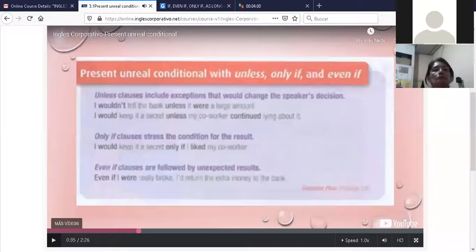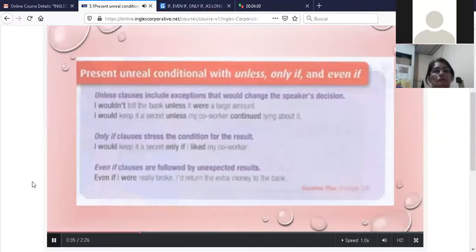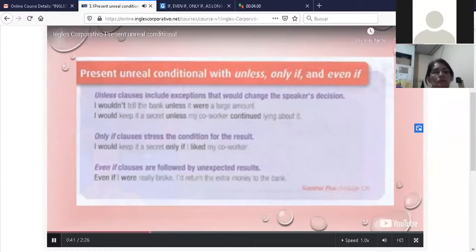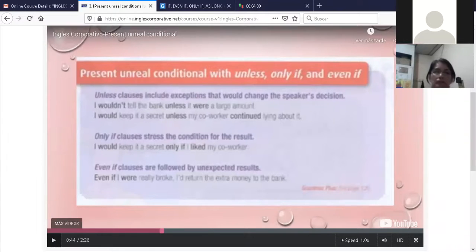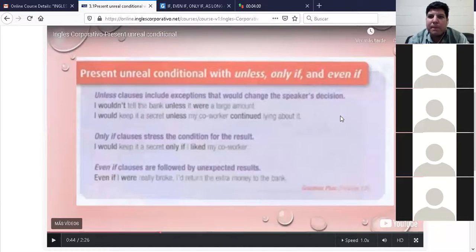Let's go ahead and use if clauses, all right? I'm going to share the screen with you. Only if clauses stress the condition for the result. I will keep it a secret only if I liked my coworker. All right. So this is it. I need a volunteer for you to say it in Spanish, please. Lo mantendría en secreto solo si me agradara mi compañero. Correct.